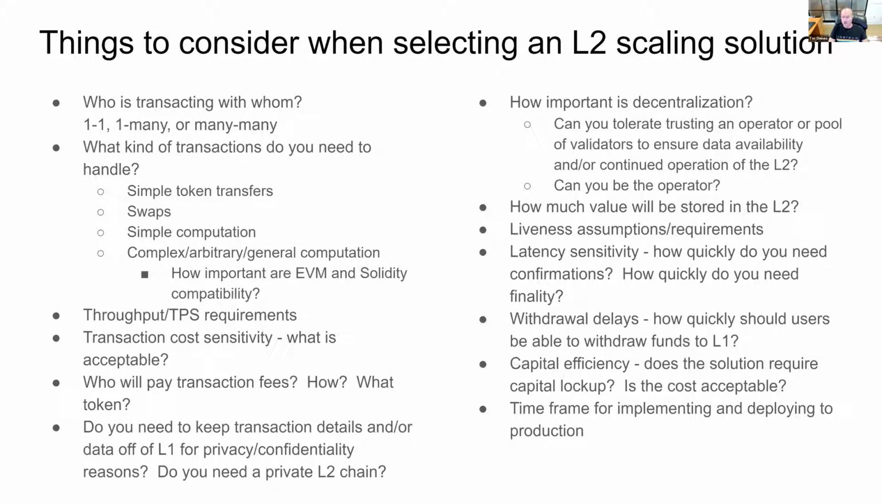Liveness assumptions. As I mentioned, some layer 2 solutions require you to stay online and watch the network periodically, at least every couple of days, to make sure your funds are not stolen. So is this okay? Some applications, this may be perfectly reasonable, and some it may not. Latency sensitivity, do you need really quick confirmations? How quickly do you need finality? How quickly do you need to be able to withdraw? So is it okay if users wait a couple of days to withdraw their funds to layer 1? Or do you need instant withdrawal, or can you use a liquidity approval to provide that?